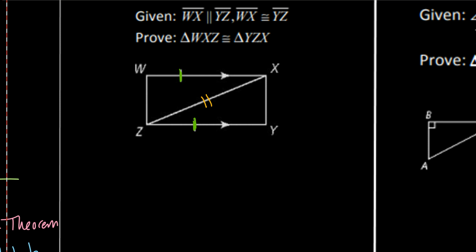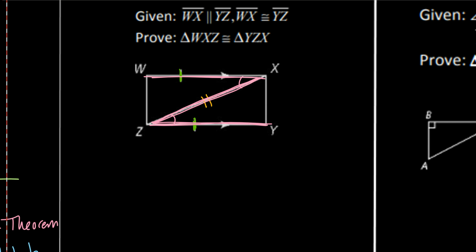And then YZX is congruent to ZX. Yes, good. These two lines are parallel. We know these two lines are parallel, and this is our transversal right here. So, how do I know WXZ is congruent to XZY? They are alternate interior angles.